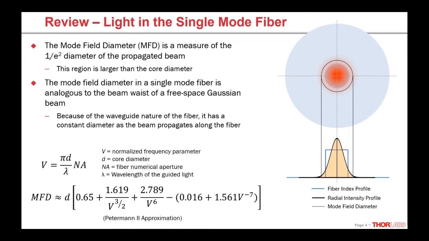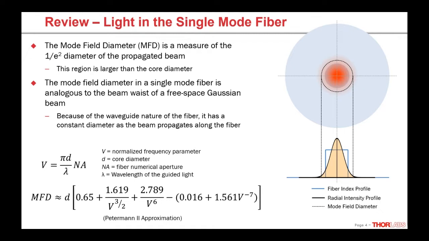So if we want to put some numbers on the region where the light travels in the fiber, a very useful parameter is the mode field diameter. This is a measure of the diameter in which the intensity falls to 1/e² of the peak in the center of the core. This region is going to be larger than the core diameter, typically a few microns larger. And this would be analogous to the beam radius or the beam waist of a free space Gaussian beam. That'll come up a lot in this talk.